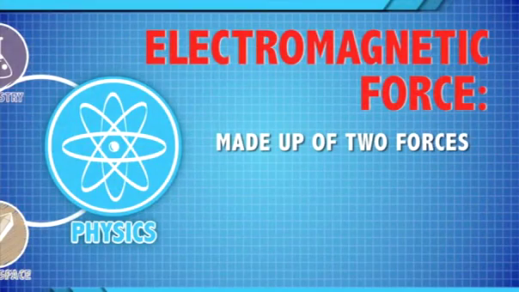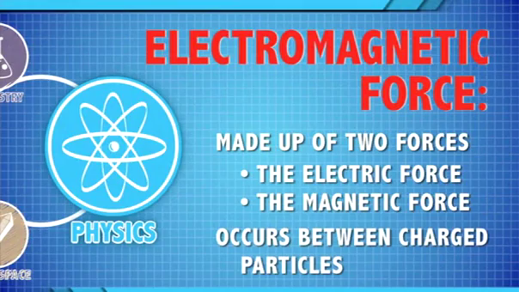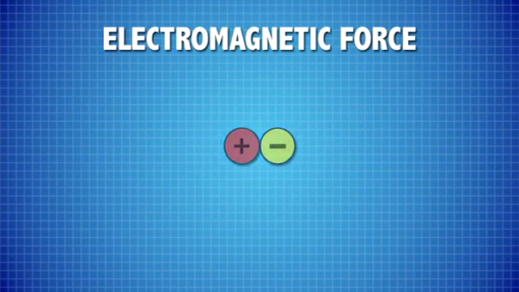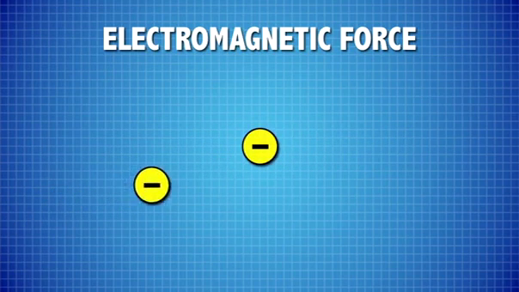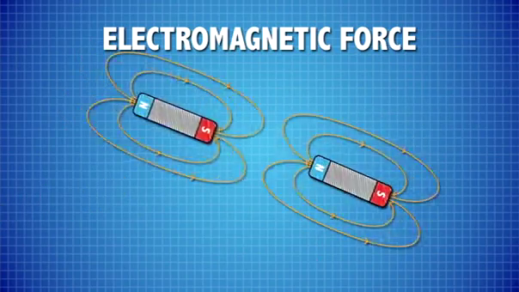Well, electromagnetism is really two fairly separate forces, the electric force and the magnetic force, that takes place between charged particles. This force is both attractive and repulsive, unlike gravity, which is only attractive. And there is a unification of these two forces, the electric and magnetic force, into what's called the electromagnetic force.